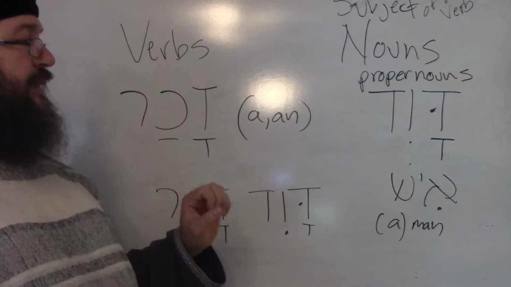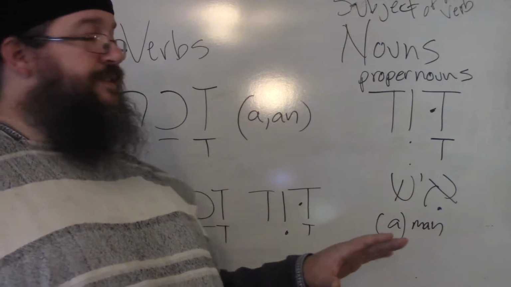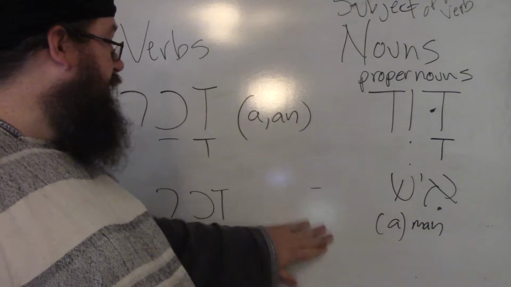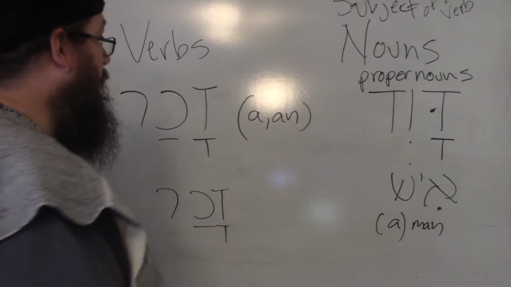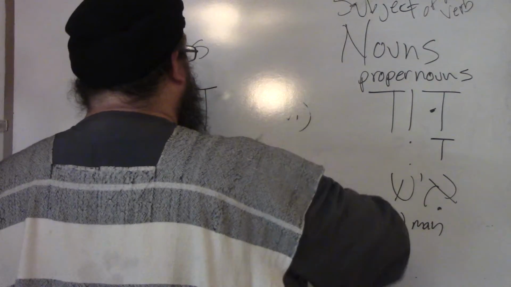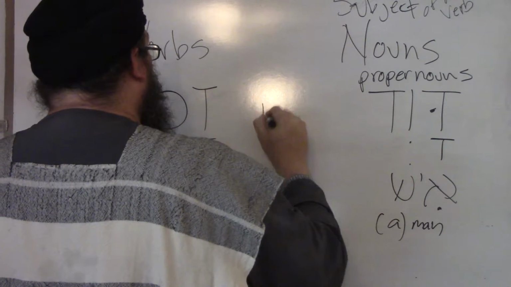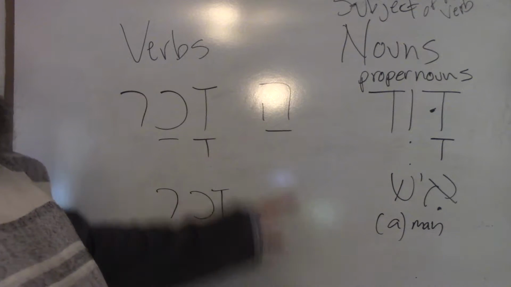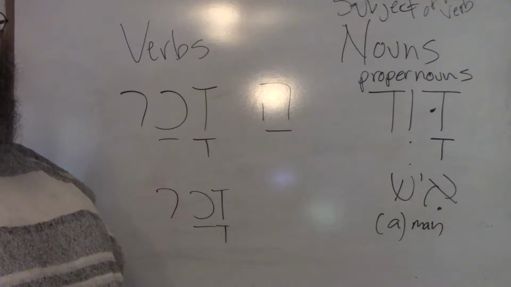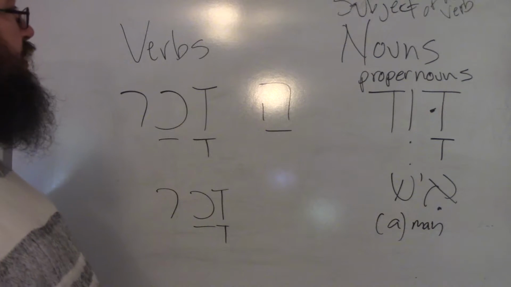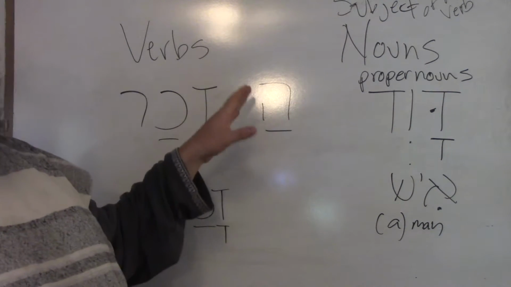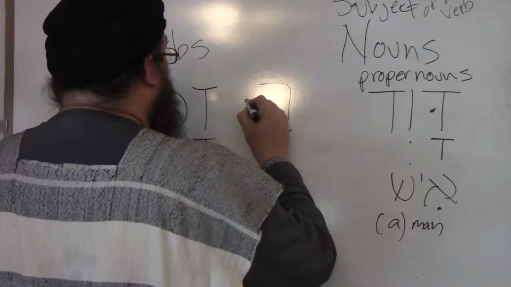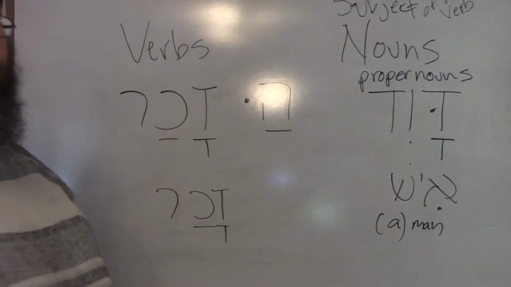But if I want to make a noun definite, such as the word Ish, we have an article that exists that's very similar to that of English, okay? And that article is called the definite article, also known as the hey article. So this hey is the ha that we have in Hebrew. It's the equivalent to the in English. And we have a dot that goes into the next letter, okay?